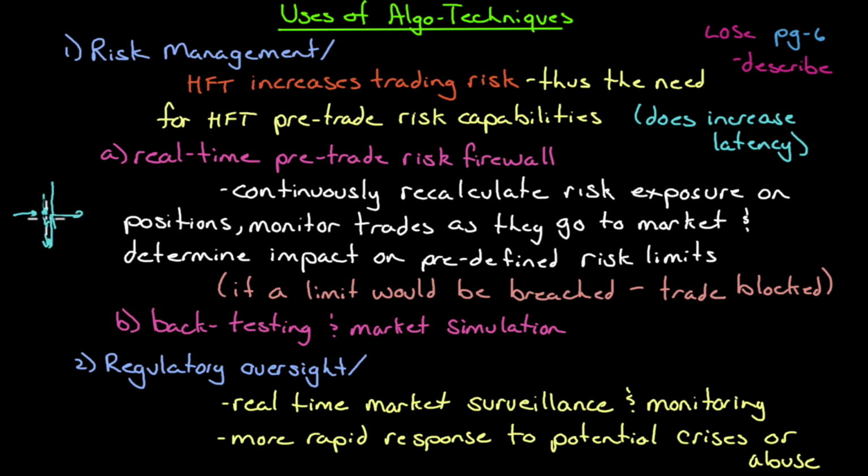If it's bad, it returns a 0 and the order is canceled. So that instruction right there increases latency. If a limit would be breached, the trade is blocked. Backtesting and market simulation, no need to discuss that. We understand what those things are. How is it used in regulatory oversight?